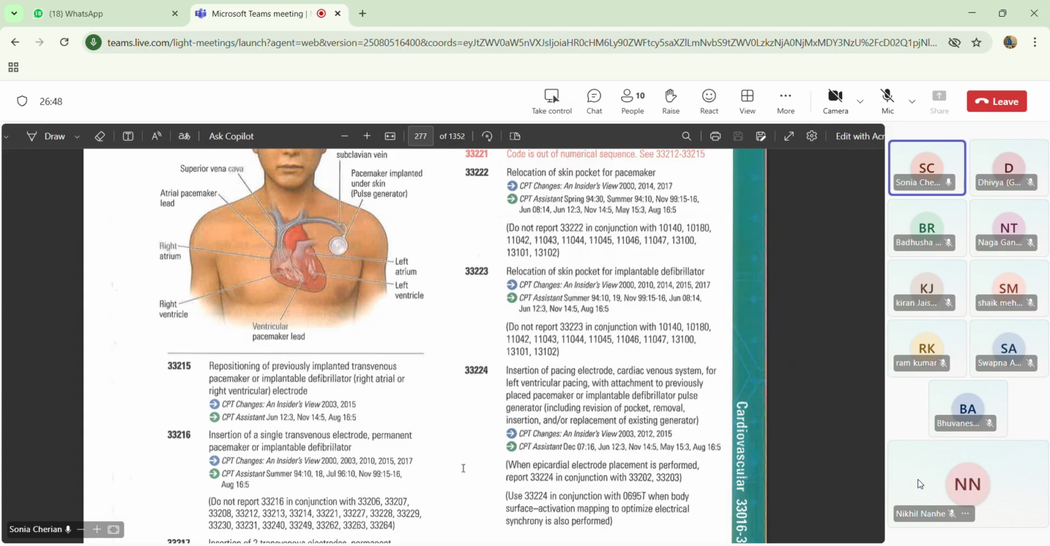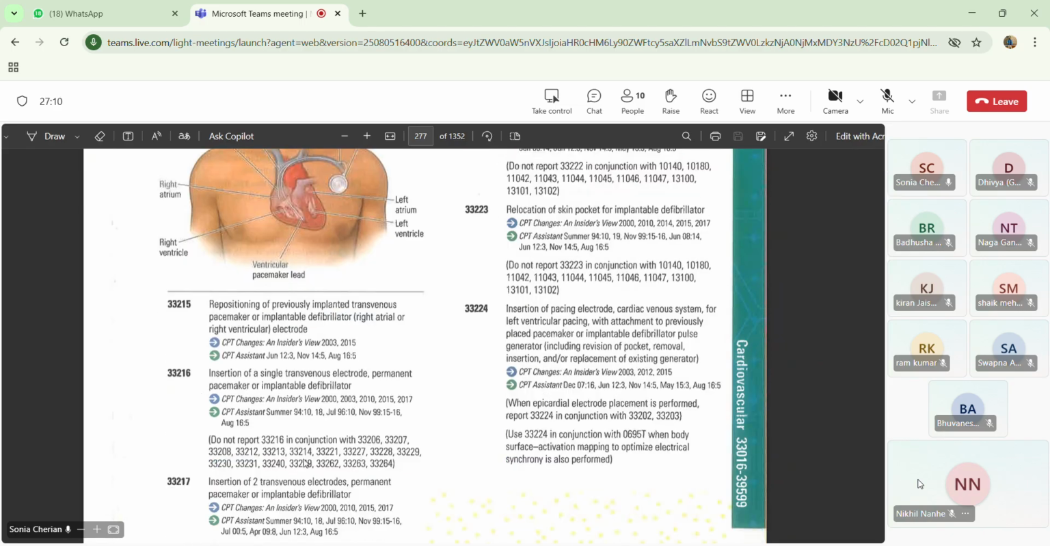If they are placing dual leads, in the sense they are only replacing the leads alone, the pulse generator will be left alone. They are not replacing it, but they are replacing the electrodes. If that is the scenario, then your CPT is 33217, and you can see over here. This is for single lead electrode, and this is for dual. These two CPTs are for the same pacemaker as well as defibrillator.